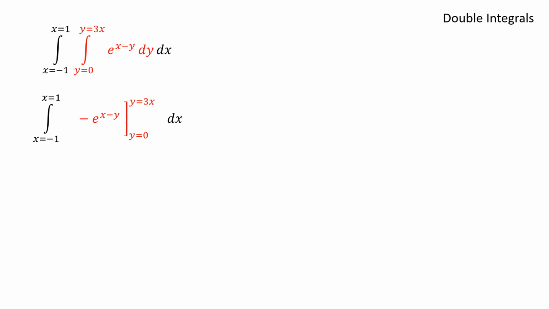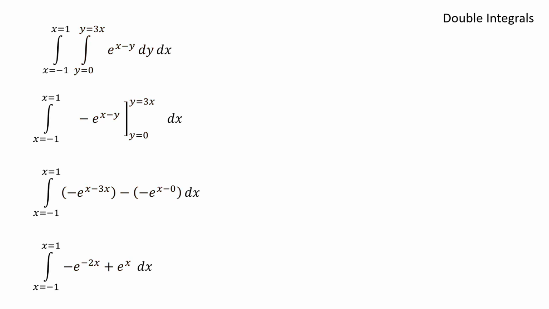Then we input the limits of integration, which in this case are 3x and 0. Plugging both of those in for y gives us this, which simplifies to this with a little bit of algebra. And now essentially we've performed the inner integral of this double integral. We now proceed to the second phase of the problem, where we integrate that with respect to x, the outer variable.